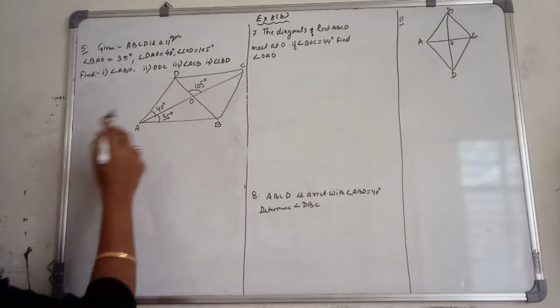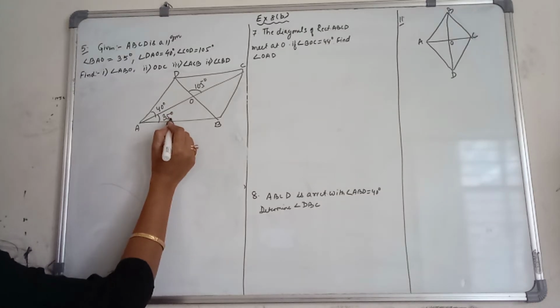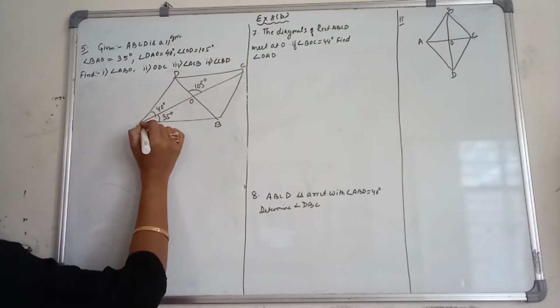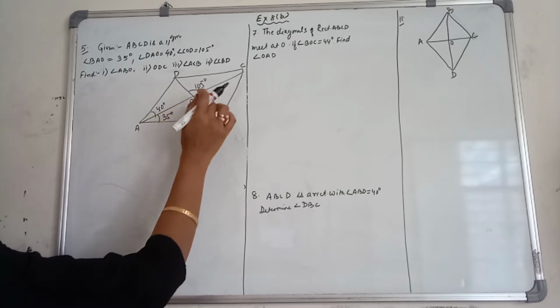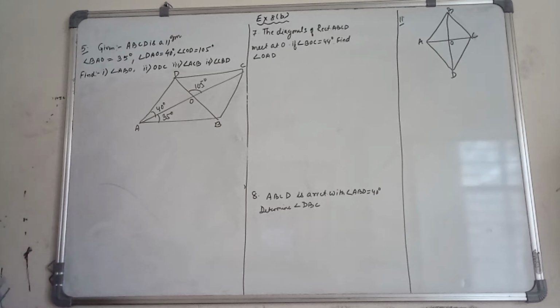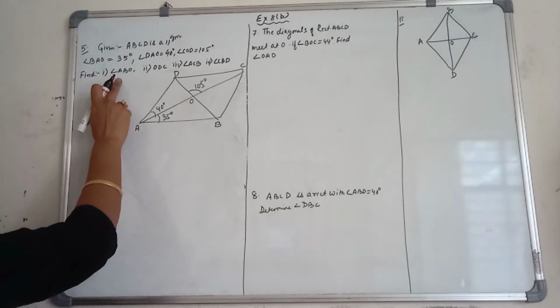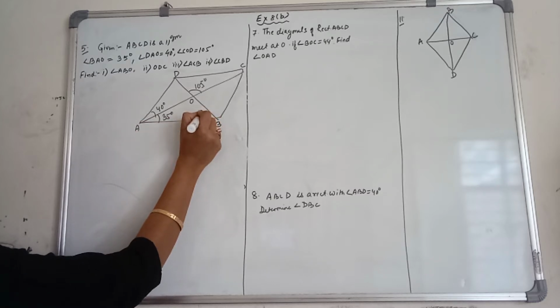And in this parallelogram, angle BAO is given as 35 degrees, angle DAO is given as 40 degrees, and angle COD is given as 105 degrees. And we have to find some other angles. Angle ABO, this one we have to find.